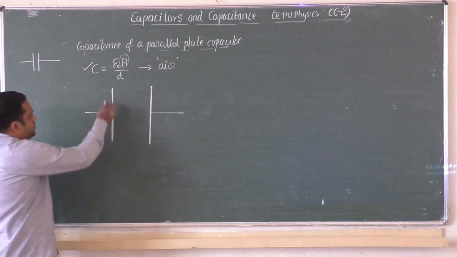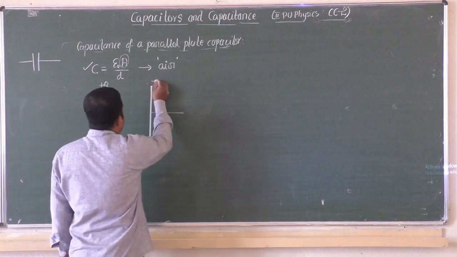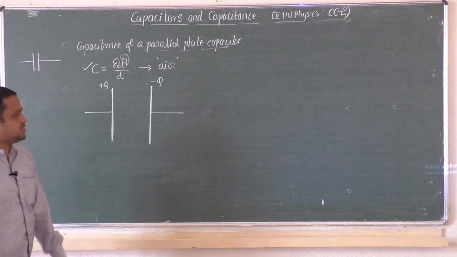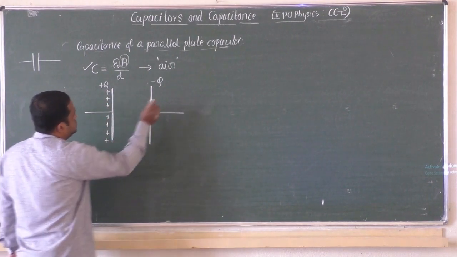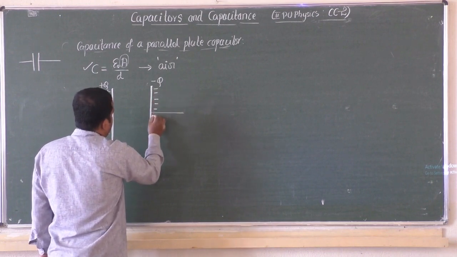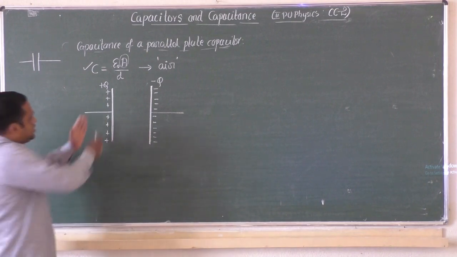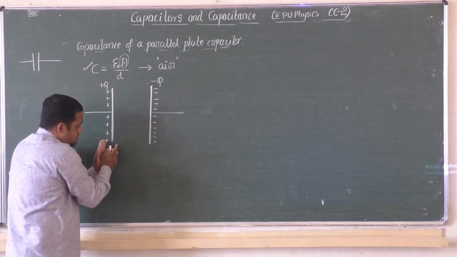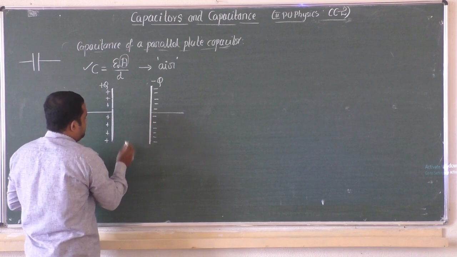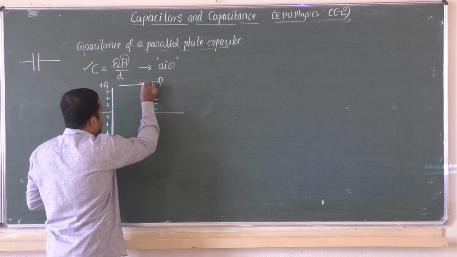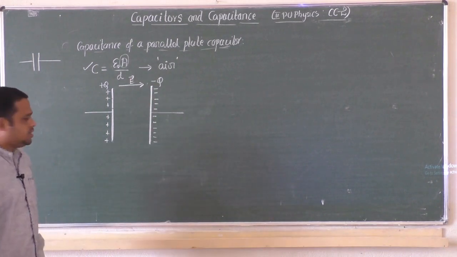We know that in a capacitor, if plus Q is the amount of charge stored in the first conductor, then the same amount of negative charge will be stored in the second conductor, plus and minus. So positive on the first plate, and an equal amount of negative charge on the second plate. This side is positively charged and this side is negatively charged. That means between the plates of the capacitor there will be an electric field directed from positive to negative. This is the direction of the electric field between the plates of the capacitor.